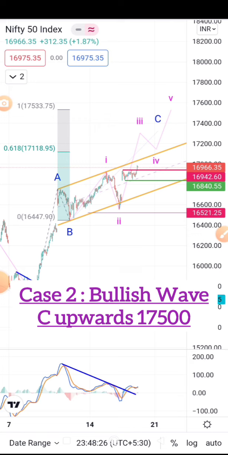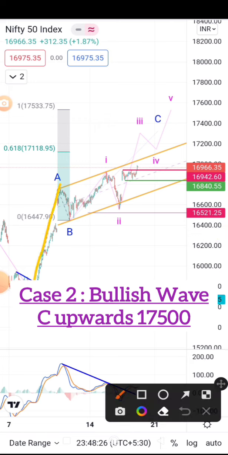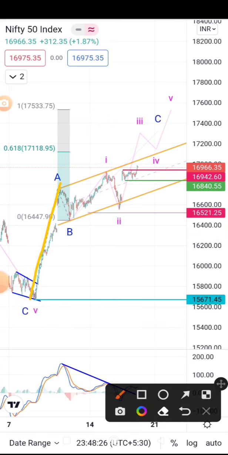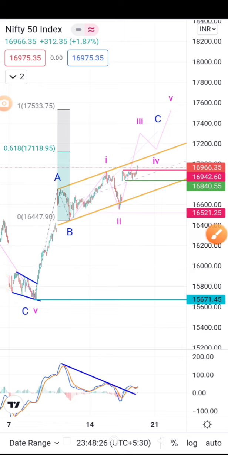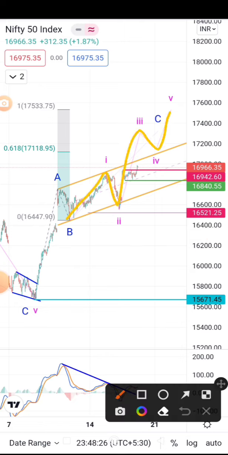So the bullish case is like this. Here we are saying that this is A wave completed here and then B wave completed here. So instead of a triangle, we are assuming this as a zigzag, and this again wave as a 5-wave structure, or you could say 3-wave structure. Anything is possible here. It can be an ending diagonal as well, or it can be a fresh impulse as a C wave as well, going towards 17,533.